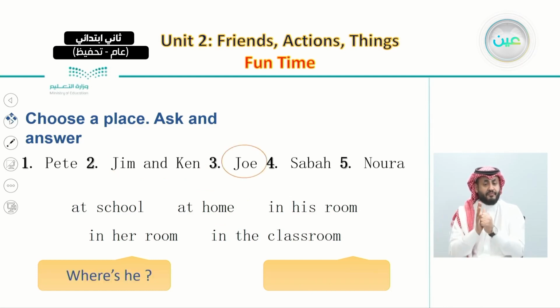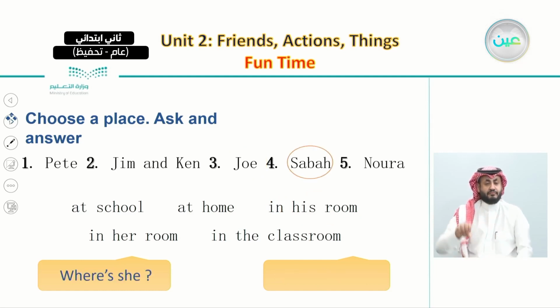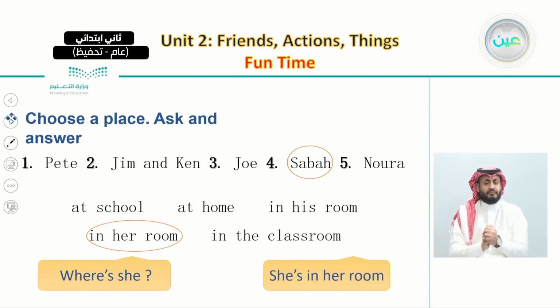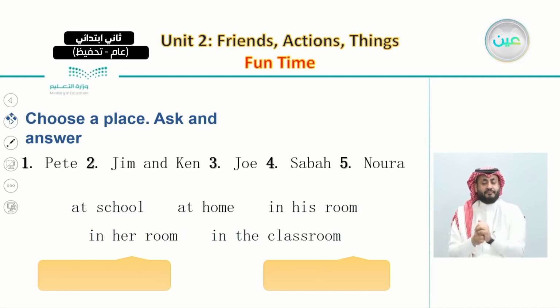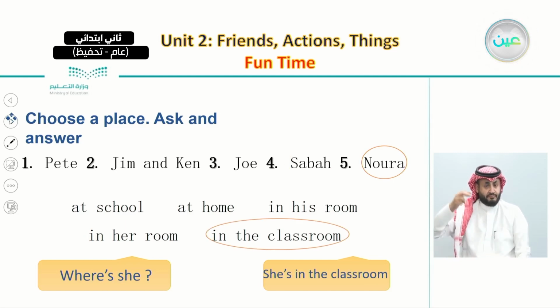Also about Joe, where is he? Where is Joe? Joe, he is in his room. Also about Sabah, we don't say where is he, but we say where is she, because she's a woman. Where is she? She is in her room. And finally, Nora, where is she? She is in the classroom.